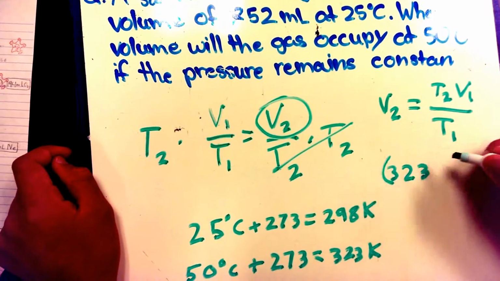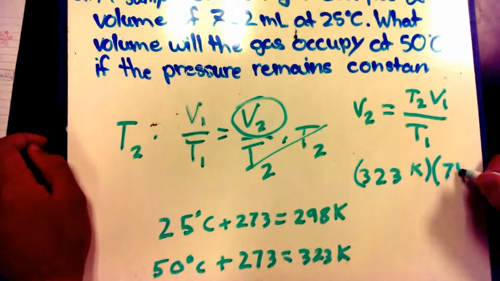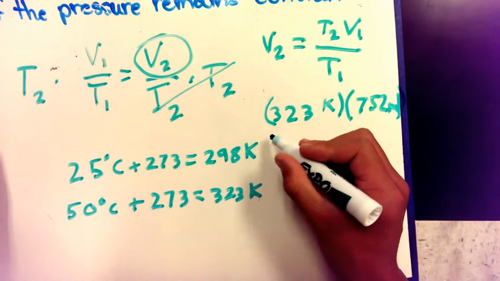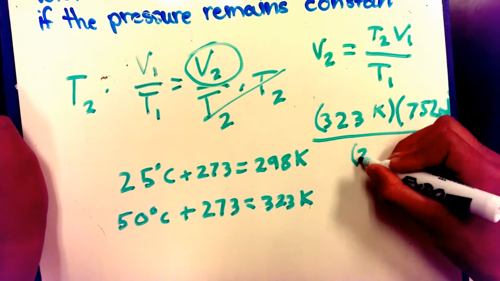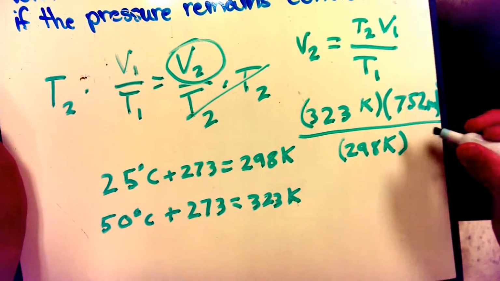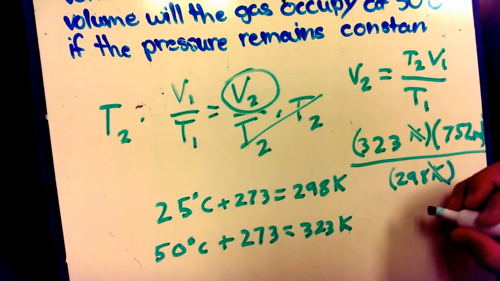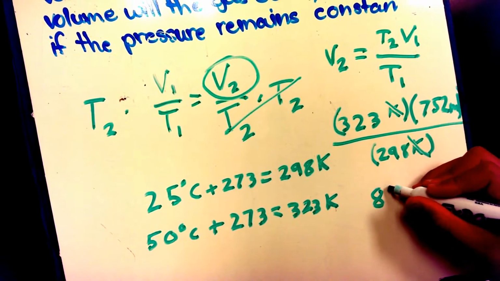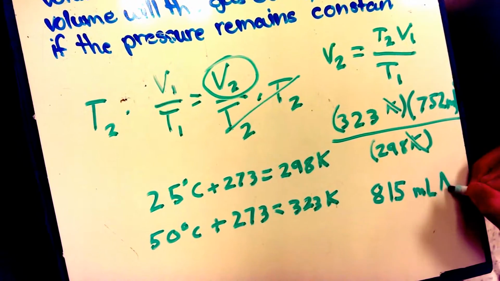323 Kelvin times 752 milliliters divided by 298 degrees Kelvin. So these are going to cancel out, and your answer is going to be 815 milliliters Ne.